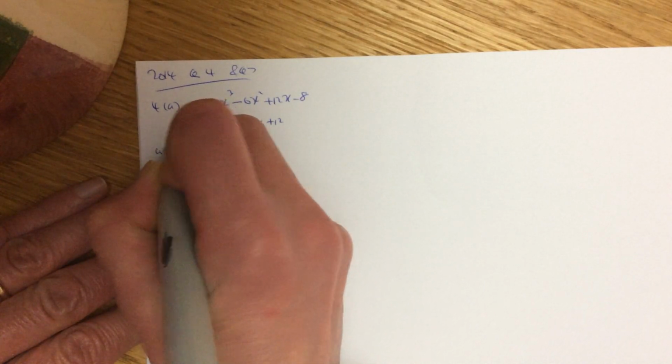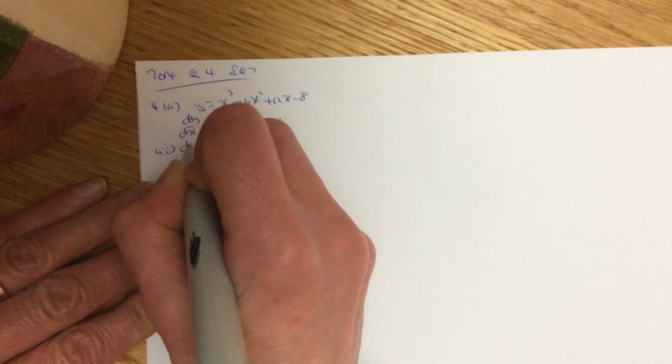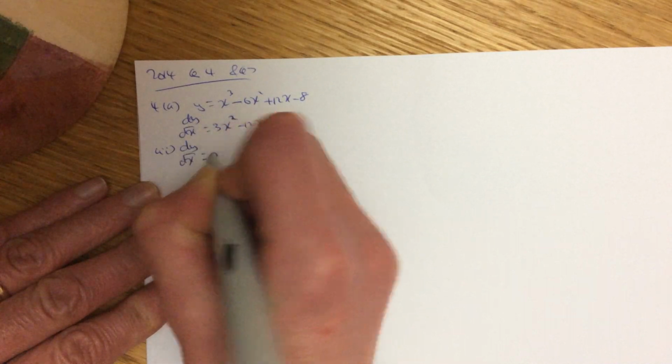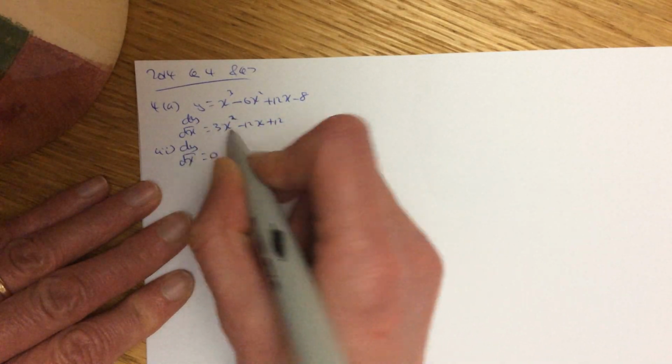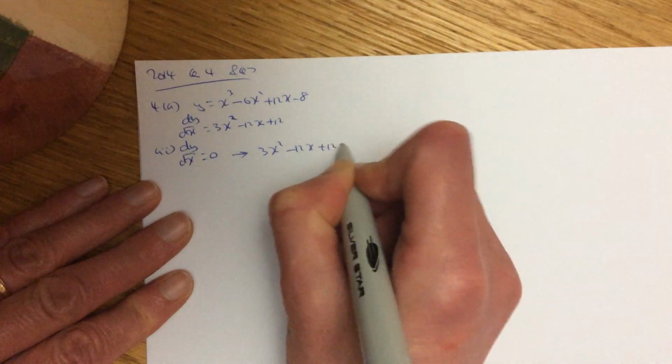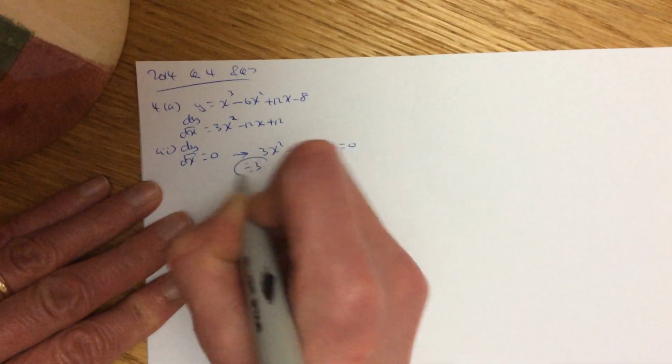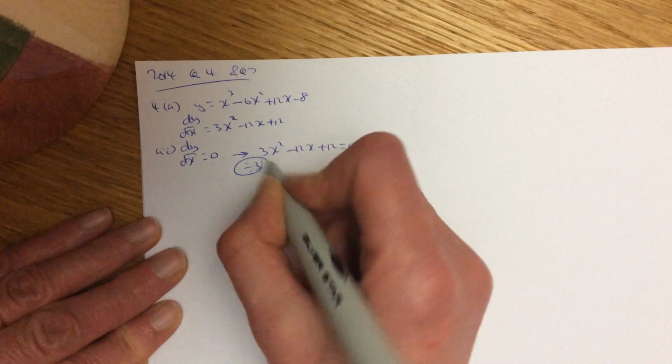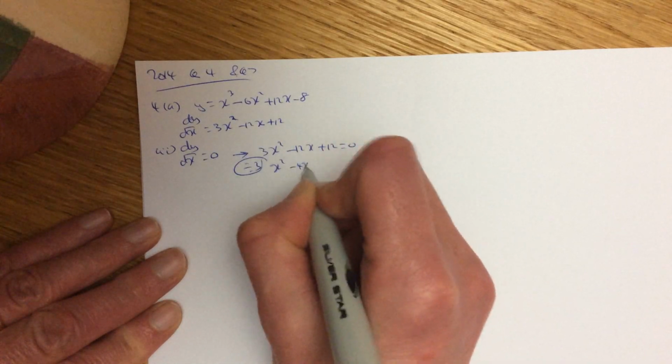Part 2. You want the turning points. So dy by dx equals 0. So put that equal to 0. So 3x squared minus 12x add 12 equals 0. You can divide everything by 3 because it equals 0. And that makes it a little bit easier.